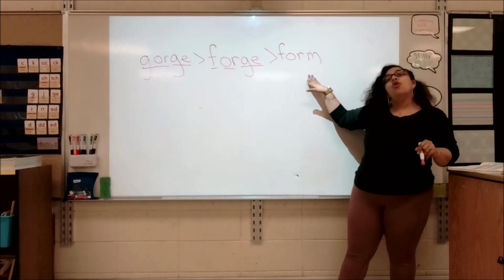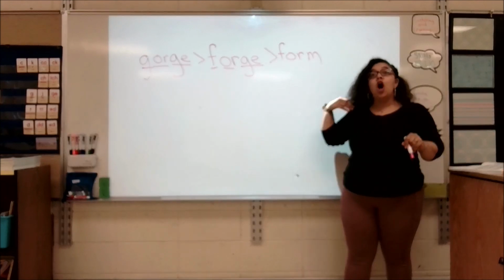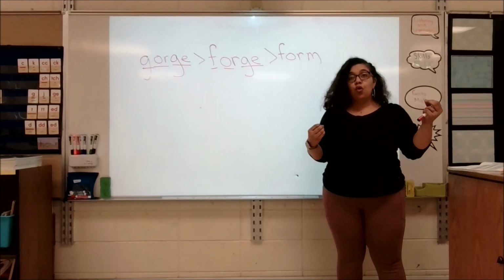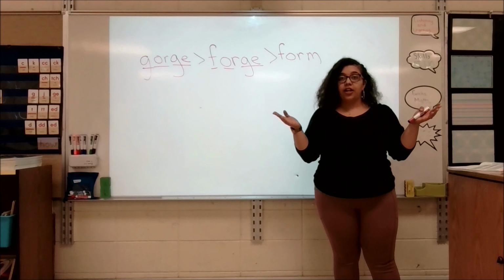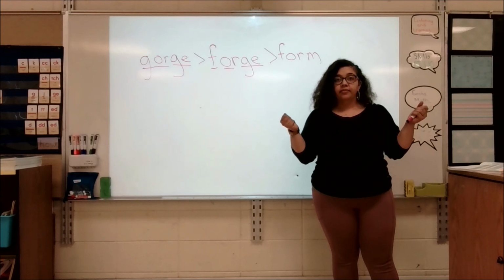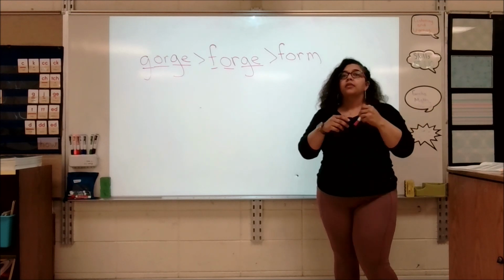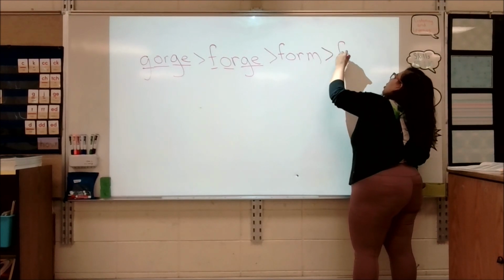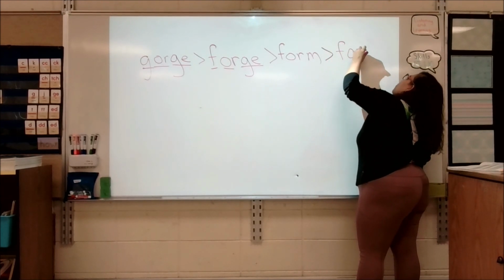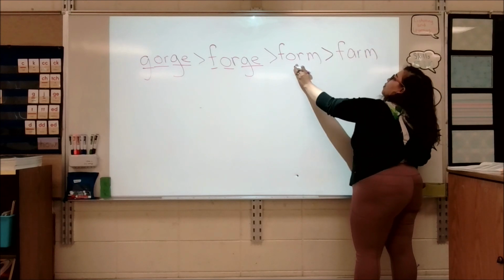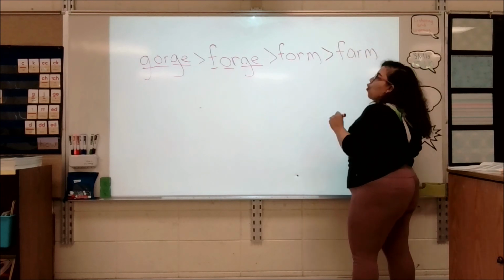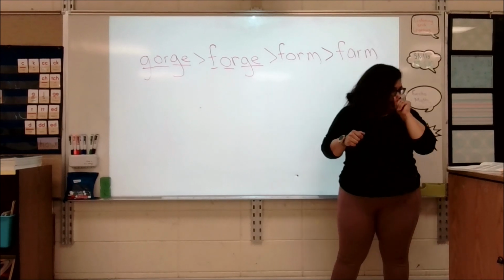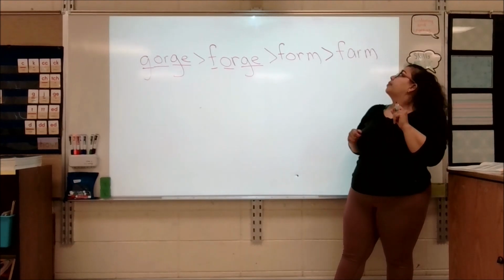So from form to farm, what change am I making? Ooh, you're getting good at this. Yes. That is a vowel sound change. The middle sound, I went from form to farm. So from or to R. Or to R. Good.